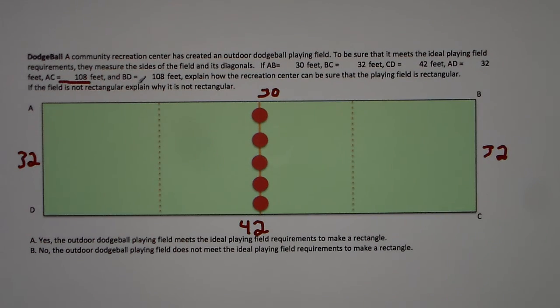Well, since the diagonals are the same, we're looking pretty good. The right side and the left side are the same, so we're looking good there. However, the top and the bottom, they don't match. They're not equal to each other. Since they don't equal each other, then it's not a rectangle. It doesn't meet the outdoor dodgeball playing field requirements. So the answer is going to be B, no.